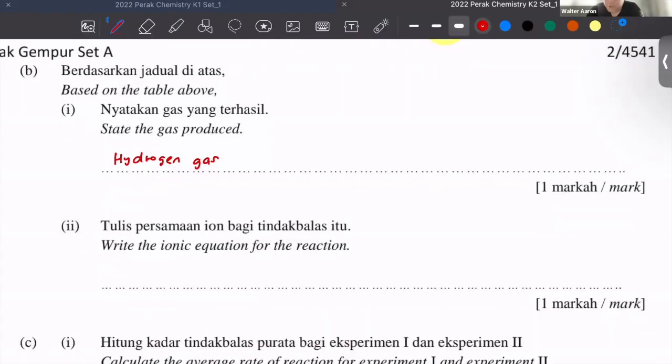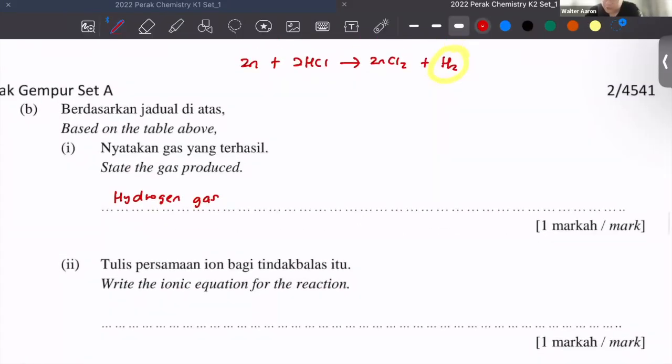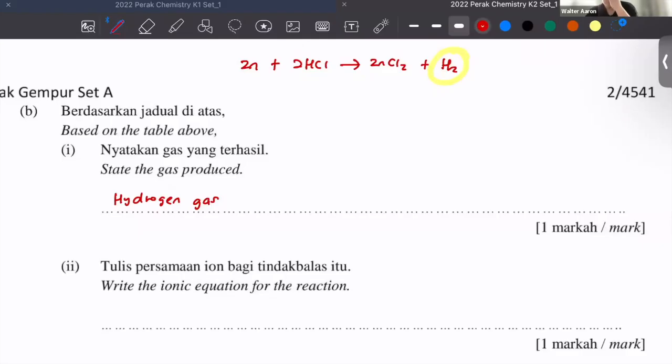Now write an ionic equation for this reaction. For ionic equation, you have to write the two half equations to be easier. So the two half equations over here will be zinc itself produces zinc ions and it releases 2 electrons. And then the hydrogen ion will accept the electron and undergoes a reduction process to produce hydrogen gas.